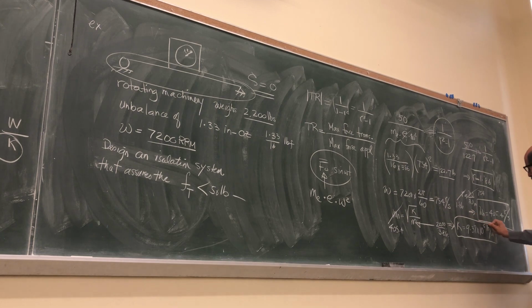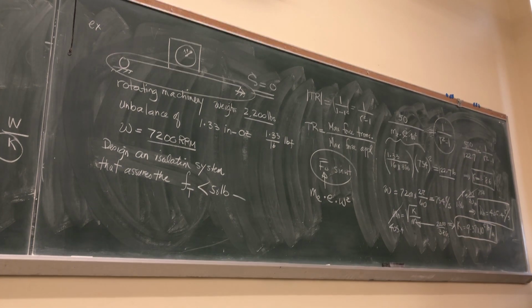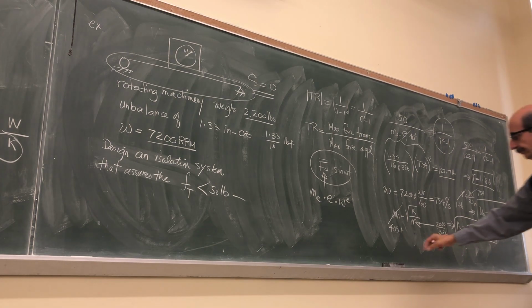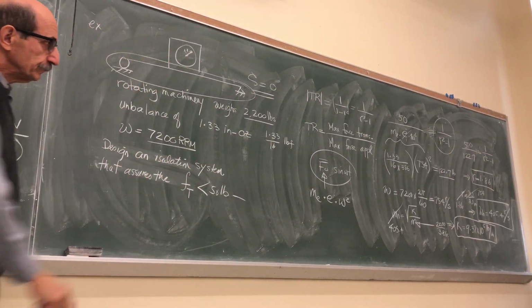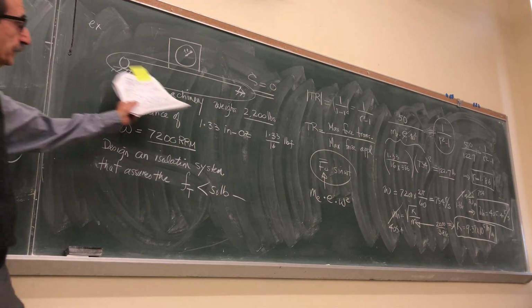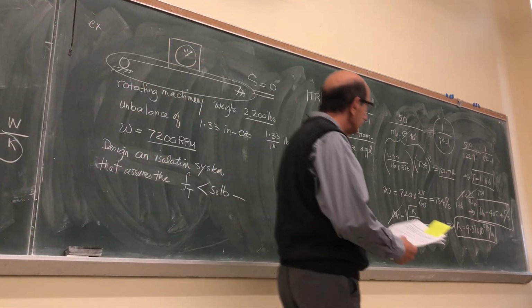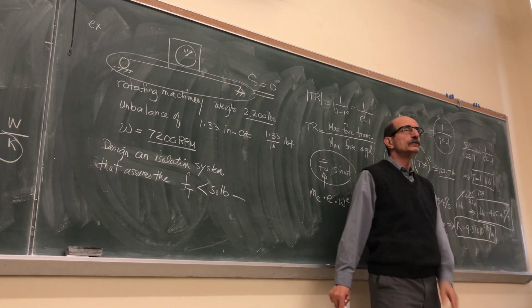So in order to prevent this machine from failure, or keep the force transmitted to this beam less than 50, you need the beam to have a stiffness of this value.